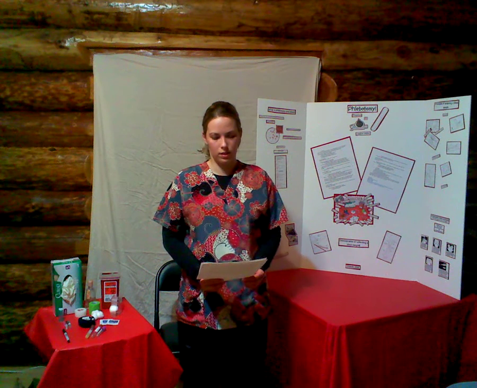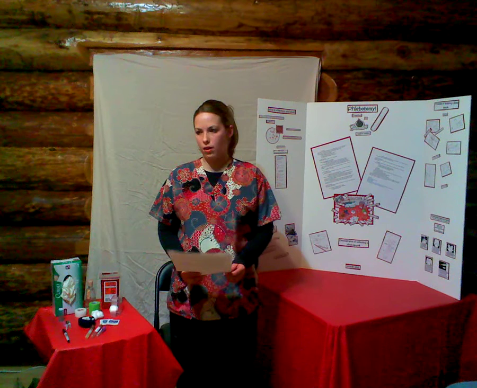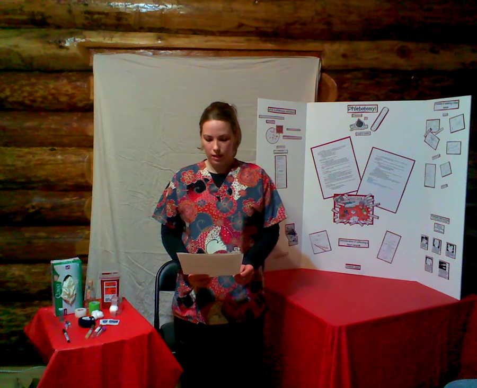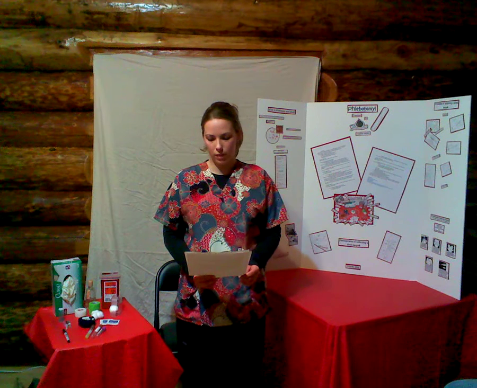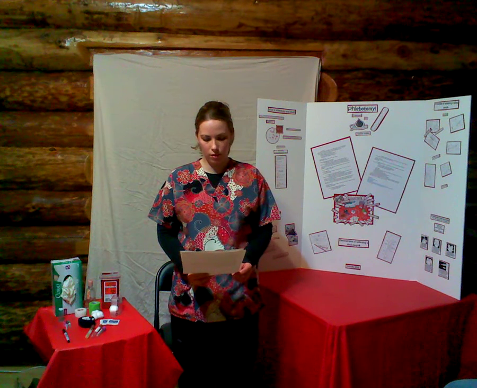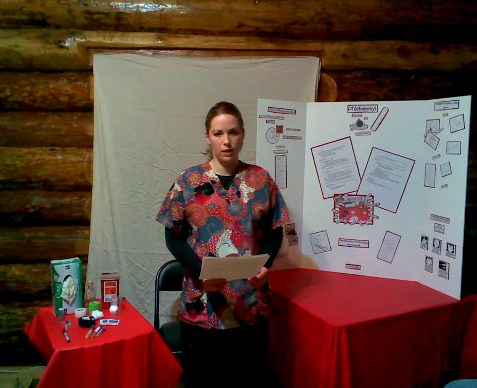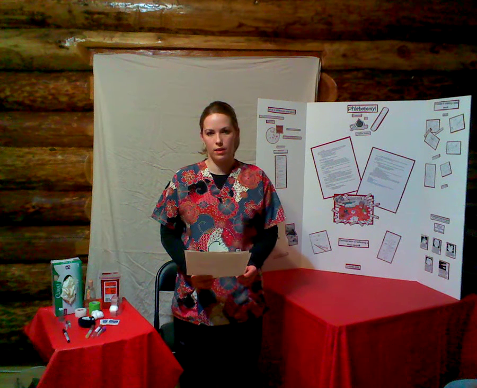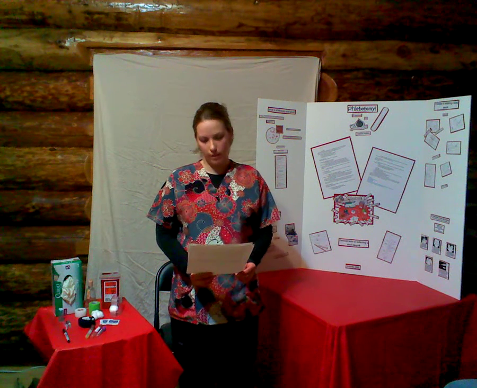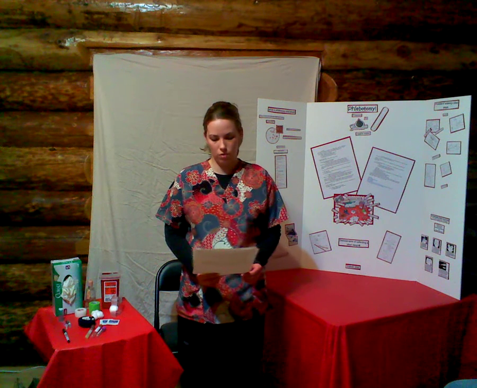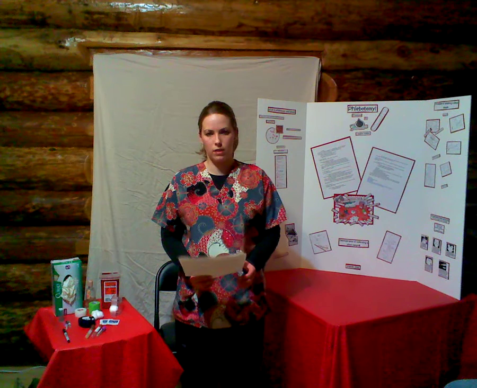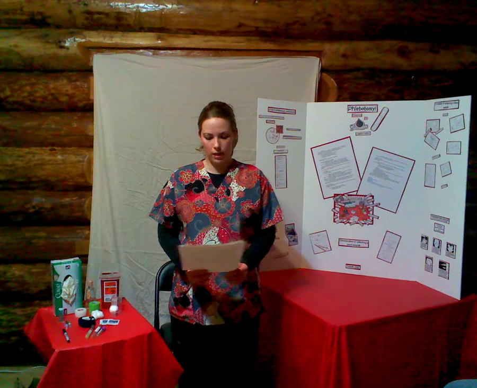Blood is the substance that flows through our veins and arteries. It consists of a liquid component and a cellular component. The liquid part of blood is called plasma. The cellular components include red blood cells, white blood cells, and platelets. Red blood cells carry oxygen from the lungs throughout our body. White blood cells help fight infection.